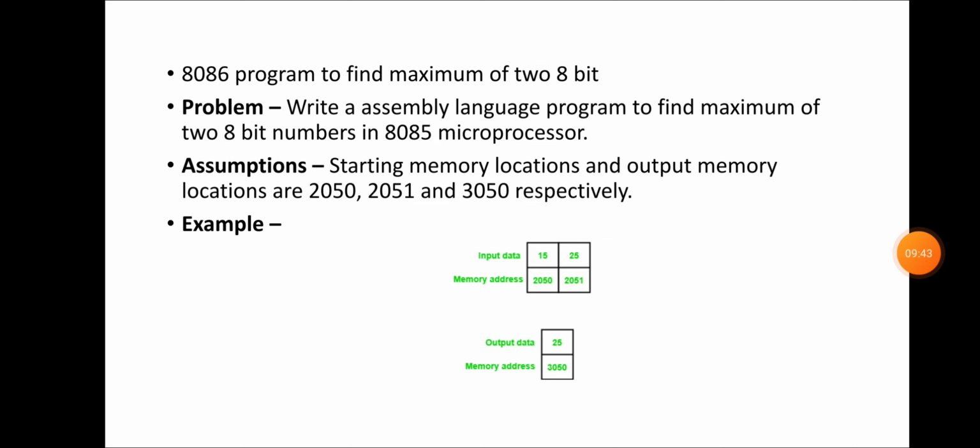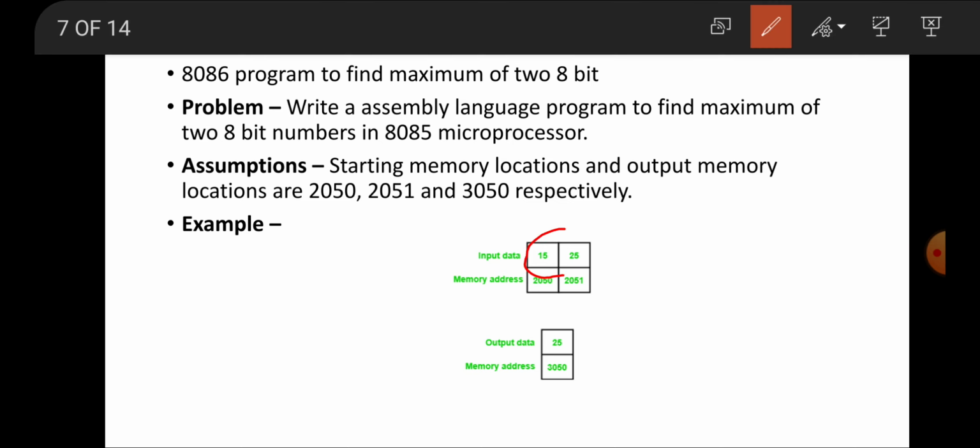So, the 8086 program to find the maximum of two 8-bit numbers. We write the assembly program. Here are two numbers. For example, in location 2050 the number 50 is stored, and in 2051 the number 25 is stored. Whatever the output will be, 25, it will be stored at location 3050.